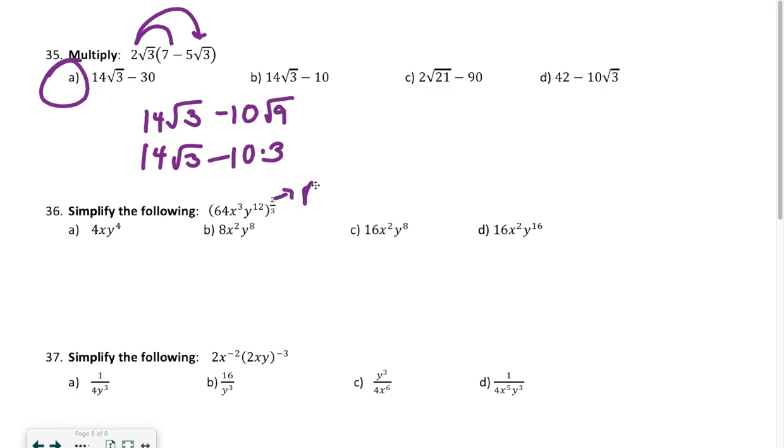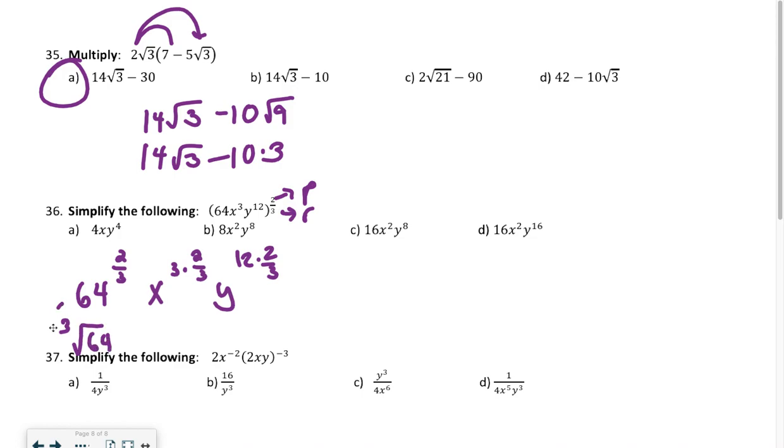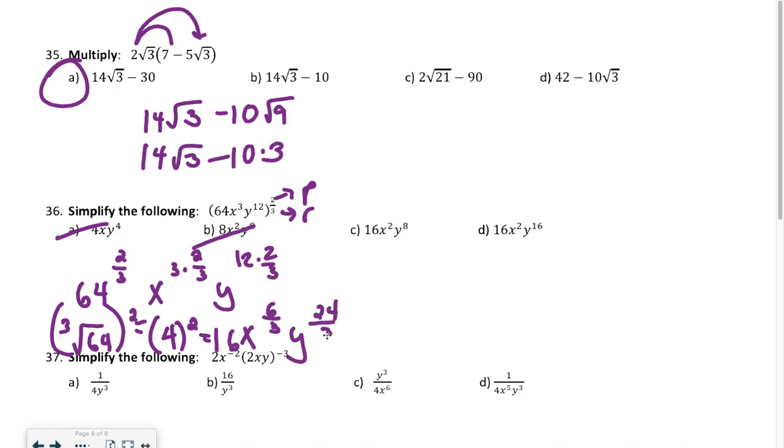Remember that an exponent that is written as a fraction is power over root. In this case, every single thing will be raised to the 2/3 power. The root is 3, so the cube root of 64, which is 4 raised to the power of 2, is going to be 16. Right away I can see A and B are out. This is going to be x to the 6 over 3, which is x squared. This is going to be y to the 24 over 3, which is 8. Choice C.